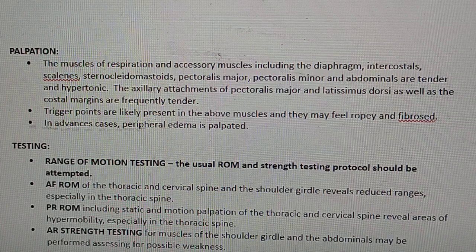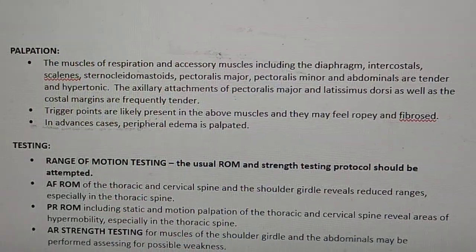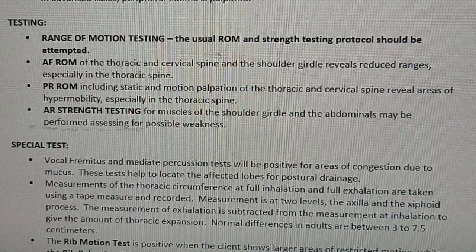Okay, so trigger points are likely present in the above muscles, and they may feel ropey and show fibrosis, like thickening. Okay, there's adhesion in the area. So when there's adhesion or thickening, like a rope texture, and trigger points, there's pain, it's tender. In advanced cases, peripheral edema is palpated. Okay, swelling down at the ends is palpated.